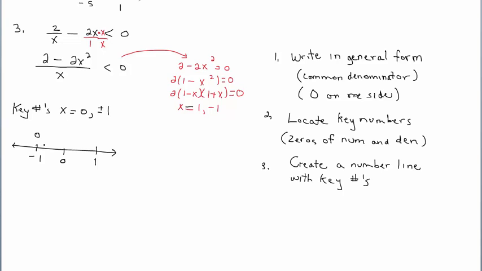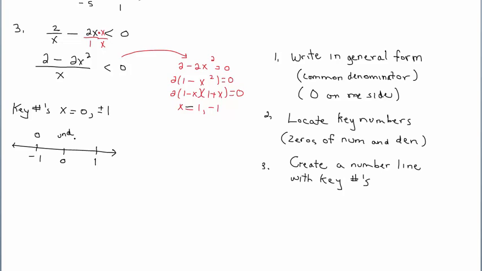So it's not like it's part of the inequality. What we record above the key numbers are what happens when we plug these key numbers into the original problem. For example, plug 0 in, you're going to get 2 minus 2, which is 0 over 0. Well, that's undefined.